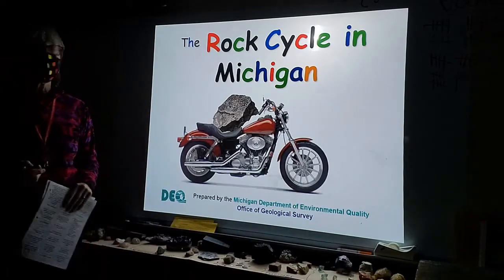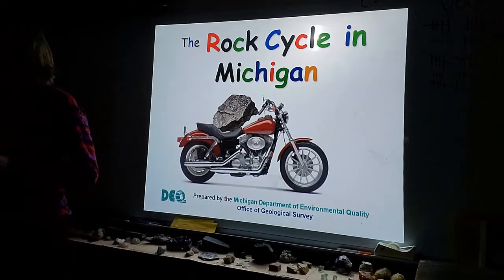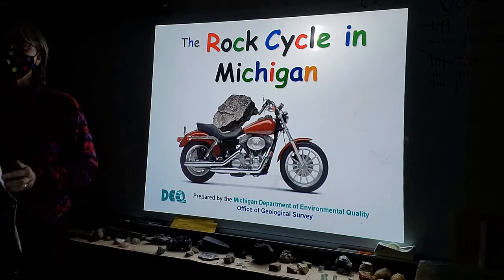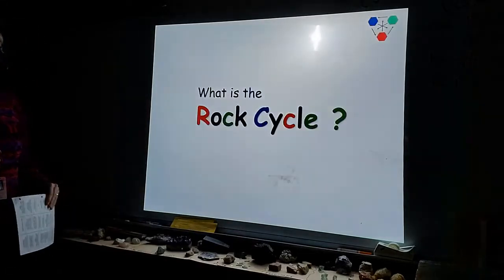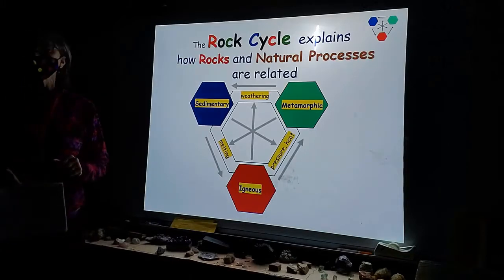The rock cycle in Michigan. You don't write most of what's in here. You'll know because it's yellow, and I'll tell you when to write down. So just pay attention. First of all, what is the rock cycle? It explains how rocks and natural processes are related.